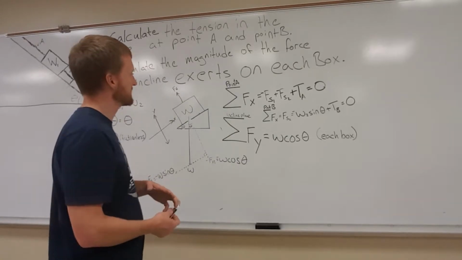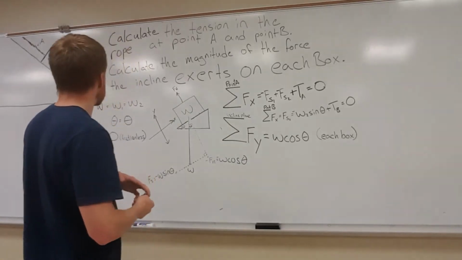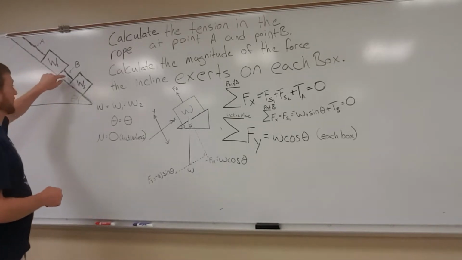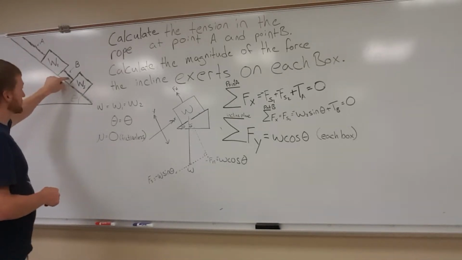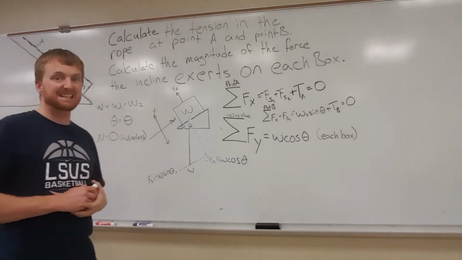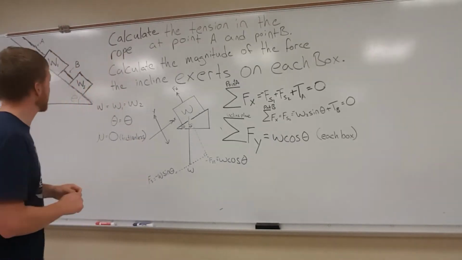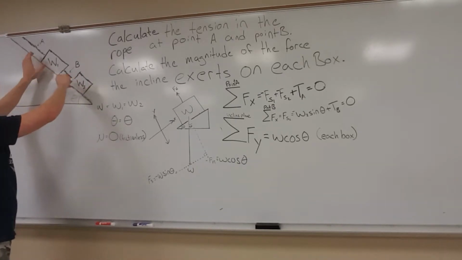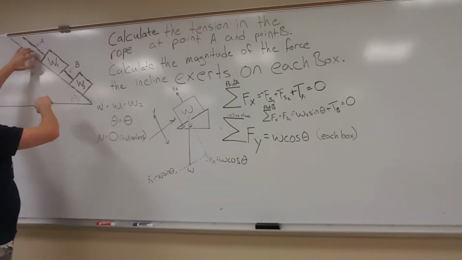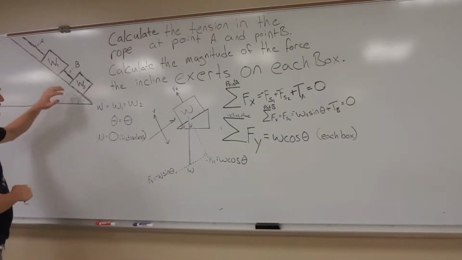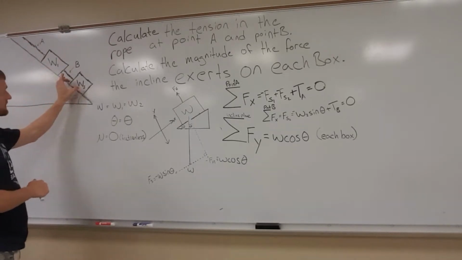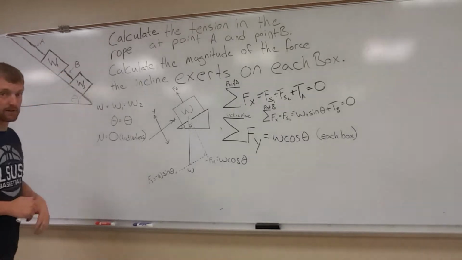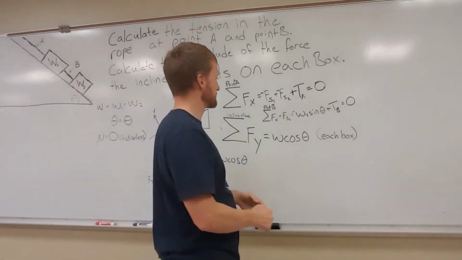So first, what is the tension at point B right here? That one looks like it's going to be easier to solve than point A. Point A looks like W1 and W2 are going to have a part in the tension at point A. However, for point B, only W2 is going to play a role in the tension right here. So let's find that one out first.